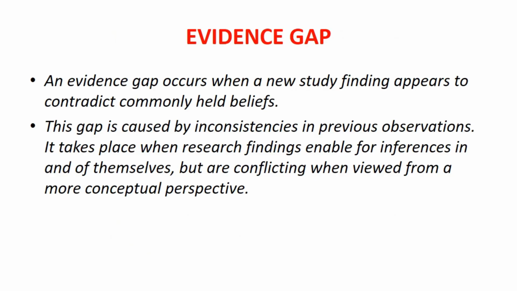These are the examples of evidence gap. An evidence gap occurs when a new study finding appears to contradict a commonly held belief. So this is called evidence gap. This gap is caused by inconsistencies in previous observations or in previous research. It takes place when research findings enable inferences in and of themselves, but are conflicting when viewed from a more conceptual perspective.